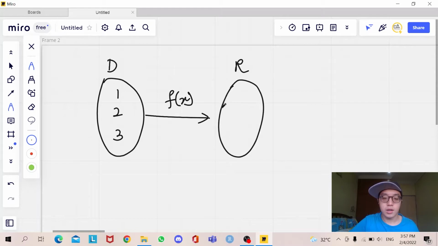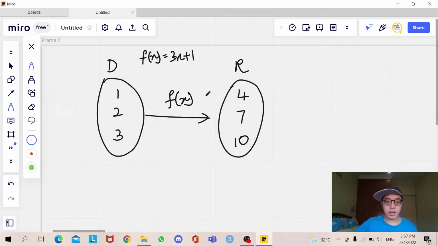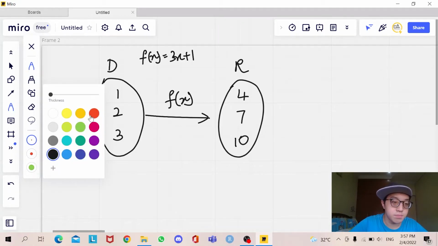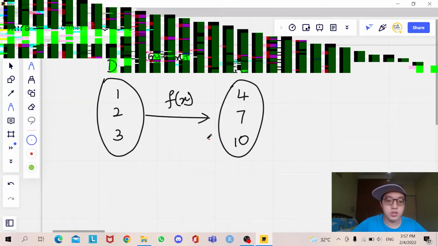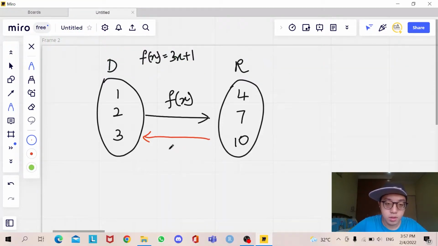So from here, let's say your f(x) is equal to 3x + 1. Therefore, you will get your answers here to be 4, 7, and 10. So this is a domain and a range. From the domain, through the function f(x), you get your range. So what is an inverse function? An inverse function is basically getting back from the range to the domain. So this is an inverse f(x).